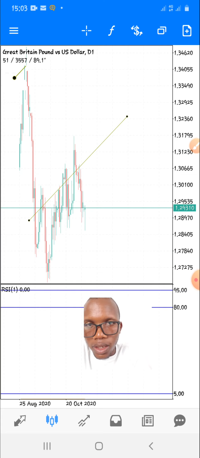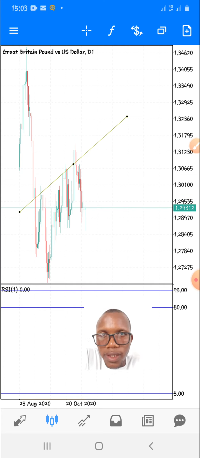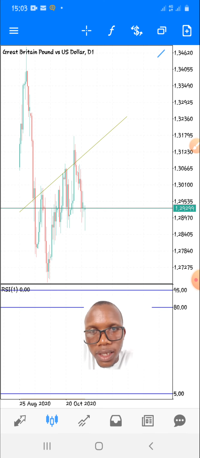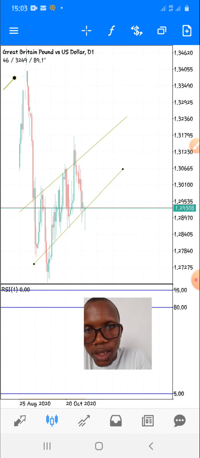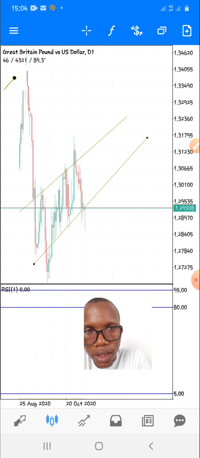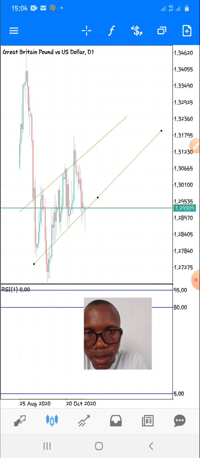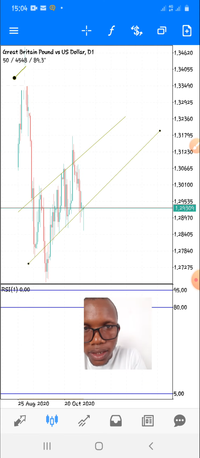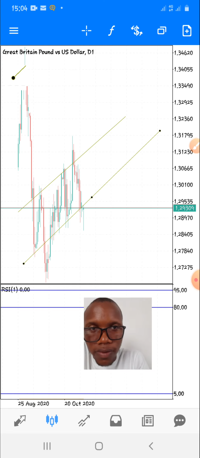Okay, let's put it like this. That's our first trend line. Secondly, let's put it here. Our second trend line. No, it's the first trend line. That's the lower price of the market.